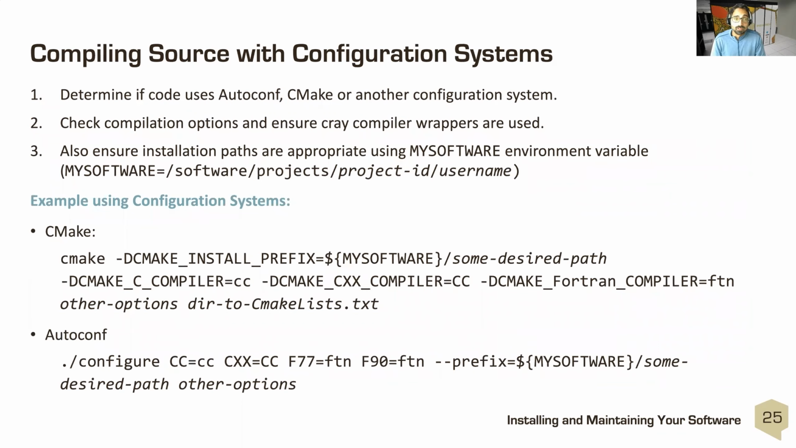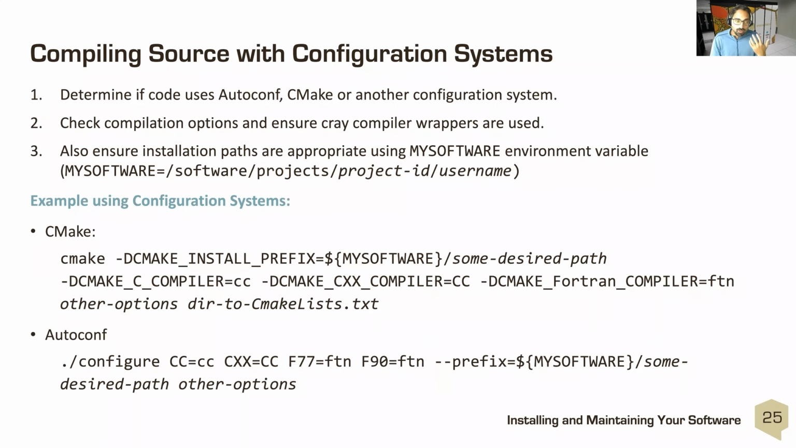Compiling from source. We have provided a couple of configuration systems as modules, like CMake, AutoConf, and so on. You have to load these modules, or they're already in the system. So they're by default provided in the system, with no module required. AutoConf doesn't require any module loads, but CMake does.